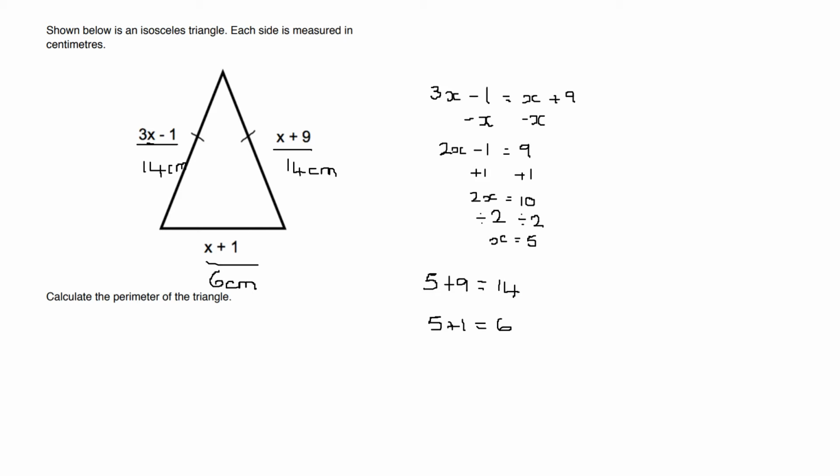And then to find the perimeter of the triangle, I'm just going to add those up. So I'm just going to do 14 plus 14 plus 6, and that will give me 34 centimetres. So the perimeter of my triangle will be 34 centimetres.